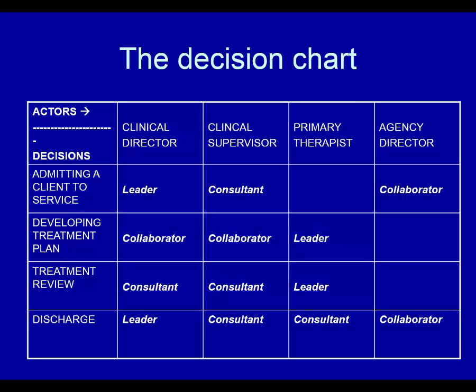For example, the clinical director is the leader in regard to admitting a client to service. This means the clinical director is responsible for that. If something messes up in that regard, someone doesn't get admitted or someone doesn't get assigned or whatever, then that's the person to be yelled at, so to speak, by that person's supervisor. The clinical supervisor, as you can see in regard to admitting a client, is a consultant. That means the person must be asked for their opinions, but does not have power over the decision. Look at the agency director.